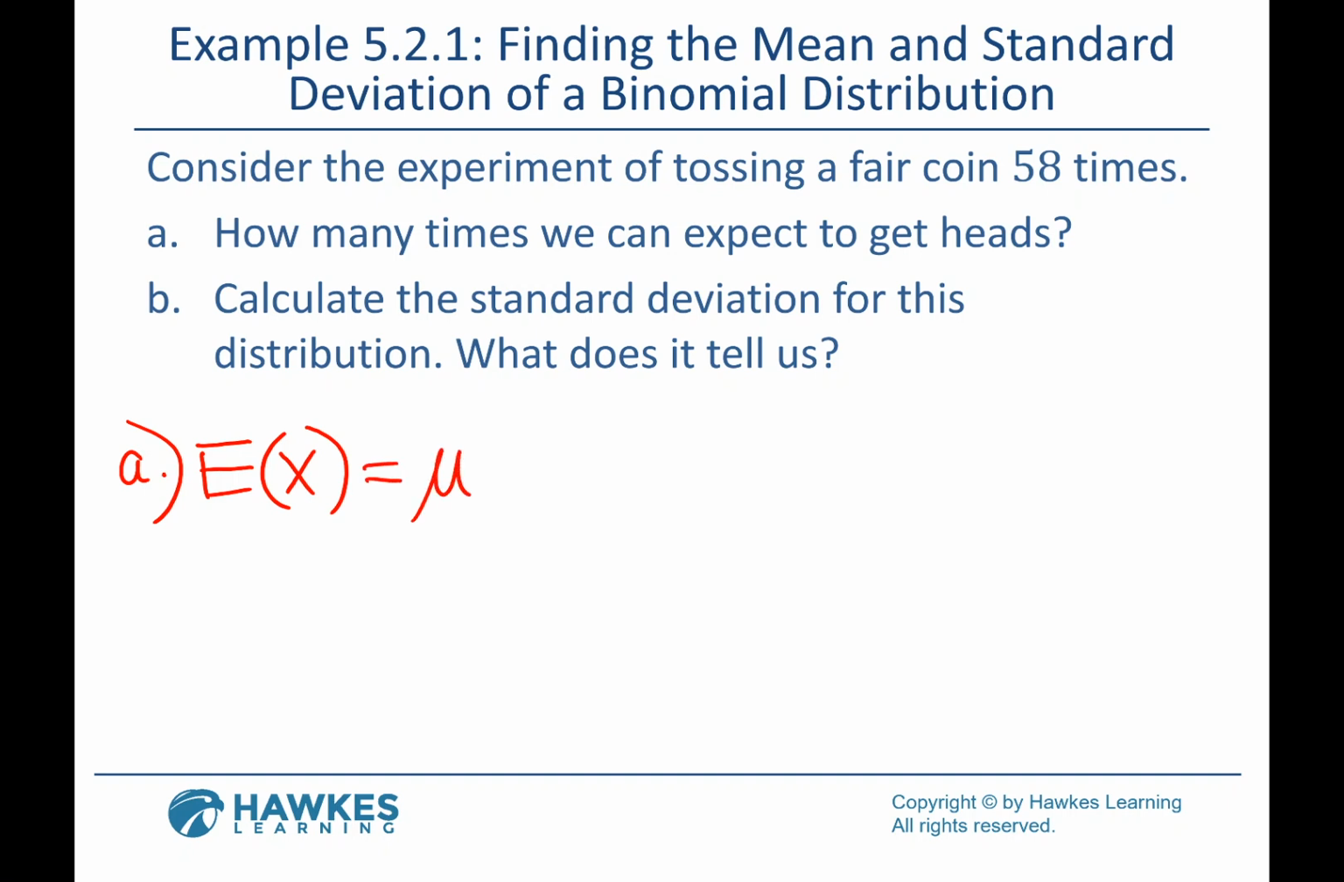And it is binomial. We only have 2 possibilities. We're tossing a fair coin. We either get heads or tails. We're doing it a fixed number of times, 58. We're not going to do it forever. The events are independent. We already talked about how flipping a coin has no effect on the outcome the next time you flip a coin. So we use our formula off the last slide. It's just going to be n times p.